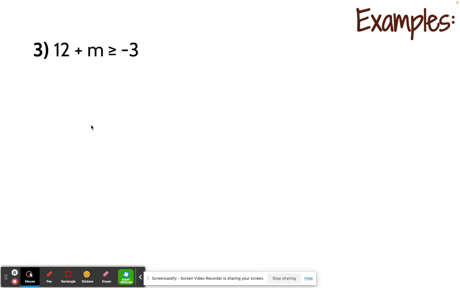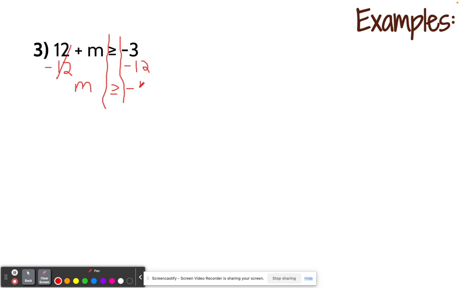Okay, now let's practice solving. Just like an equation, I'm going to draw my line around my inequality. What I do to one side of the inequality, I have to do to the other side. So, because I'm adding 12, I need to subtract 12 from both sides, which leaves us with m is greater than or equal to negative 15, just like solving an equation.